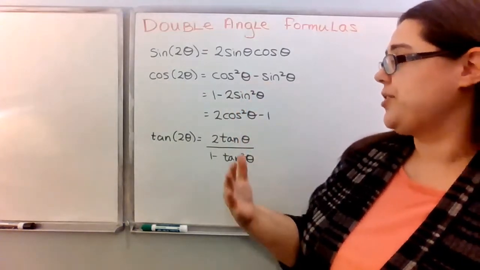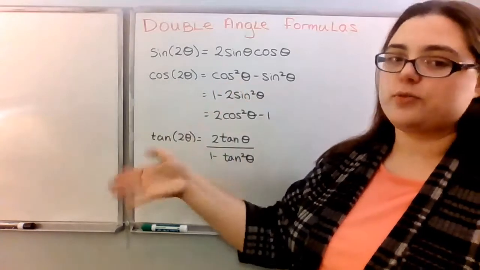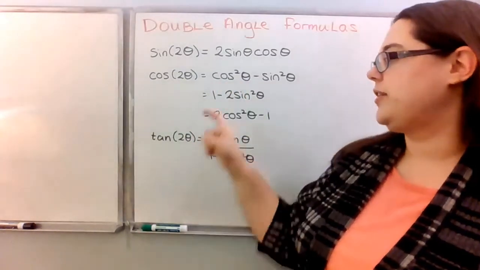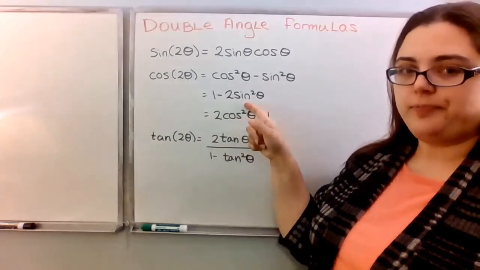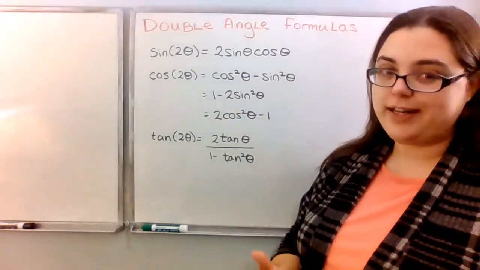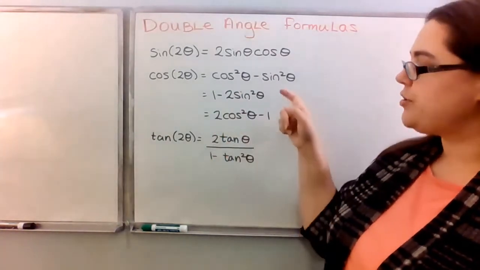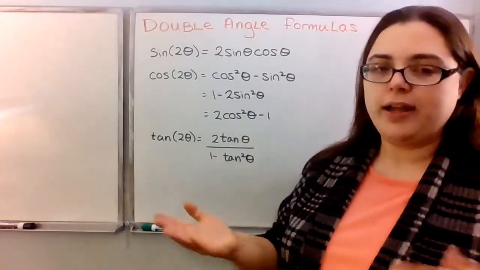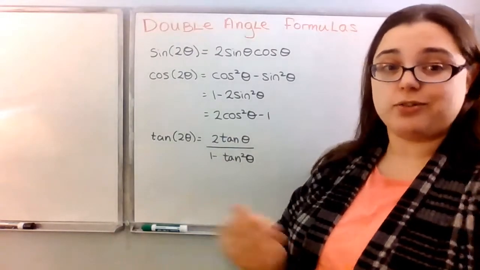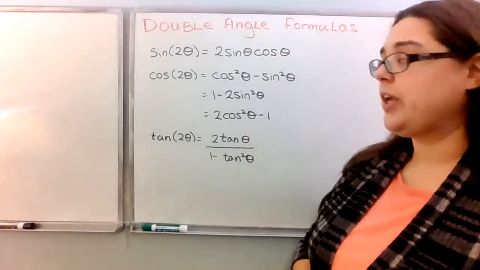But if you use the Pythagorean identity, you can rewrite cos squared theta as 1 minus sine squared theta, and that's how we get this equivalence of 1 minus 2 sine squared theta. You can also use the Pythagorean identity to rewrite it as 2 cos squared theta minus 1. So these two here are useful if you know information about just sine or just cosine. So you can kind of get away without having to find the other one.